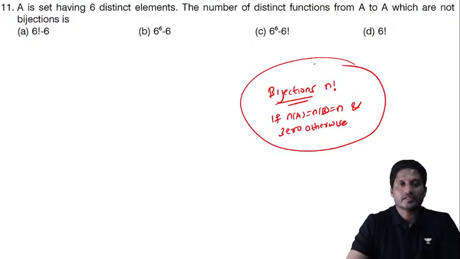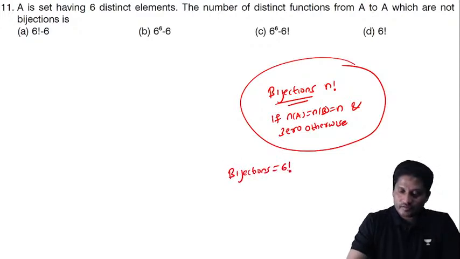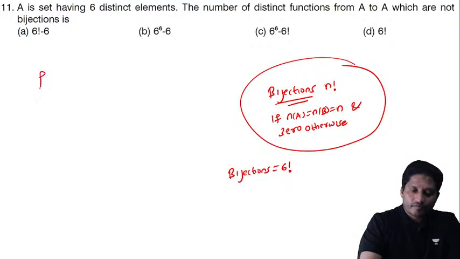Total number of bijections. If you have 6 elements, the total number of bijections is 6 factorial. Now the number of distinct functions to B which are functions, but not bijections.